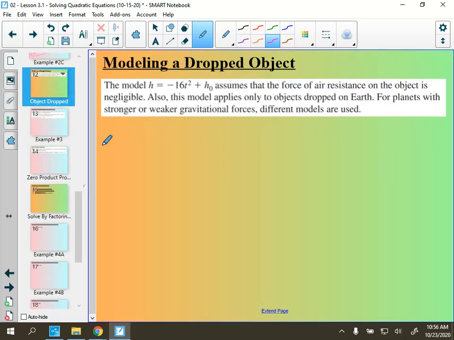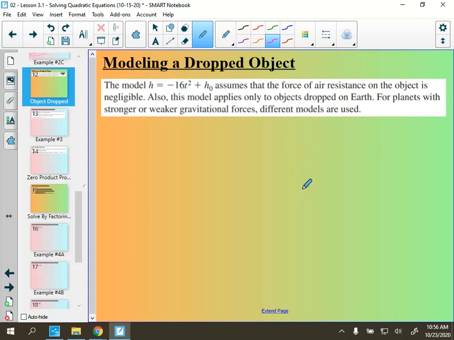Modeling a dropped object. This is not something we have to memorize. We'll see throughout the chapter that there's a couple different formulas, kind of physics, where you would typically see something like this, formulas that we'll use in a variety of ways. So basically this model, h equals -16t squared plus h sub 0, is for modeling a dropped object. So we're standing there, I got a ball in my hand and I just drop it. This assumes that air resistance is negligible. The -16 is like a gravitational constant, I believe.